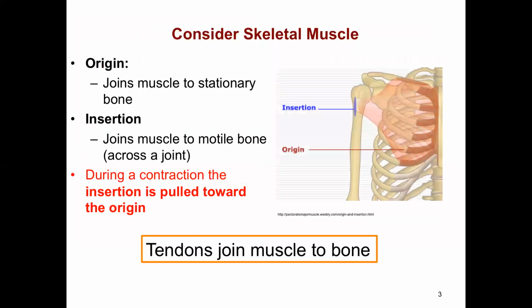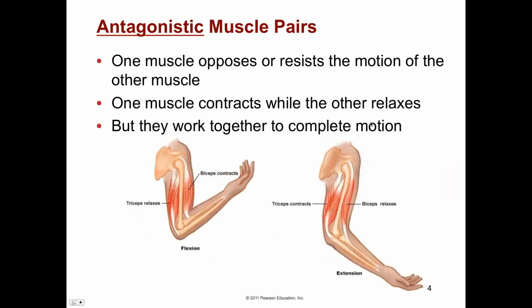Now, with the muscle, there are two ends, right? The tendons are joining the muscle to bone, so the side that is attaching to the stationary bone is the origin, and the insertion is very often across a joint, attaching to the motile bone, all right? During a contraction, like it says here, the insertion is pulled towards the origin. I'm giving this picture here. It was actually a pretty good one, but it's kind of a weird muscle to be thinking of. But it is indeed the case that the insertion is pulled towards the origin.